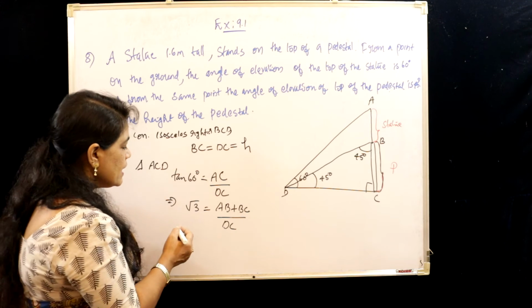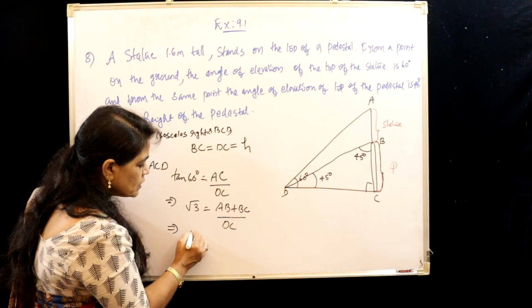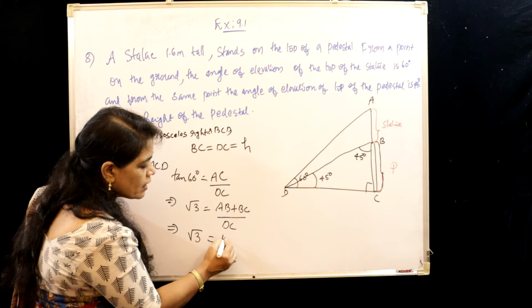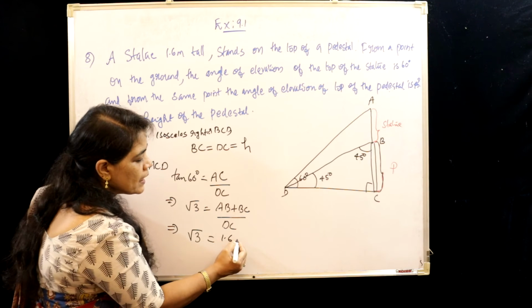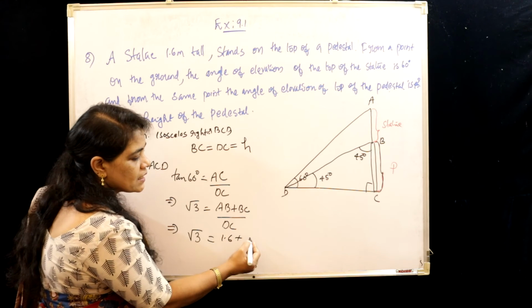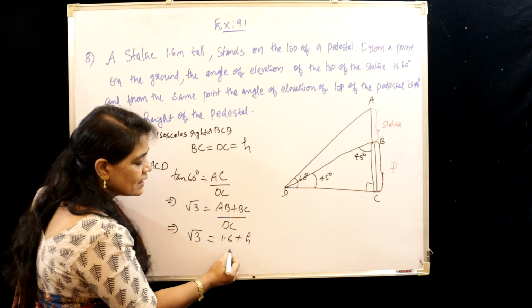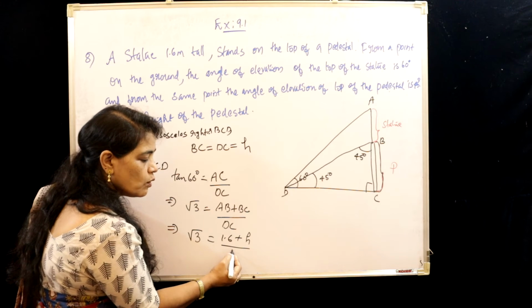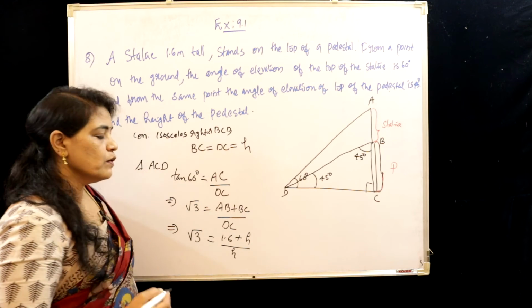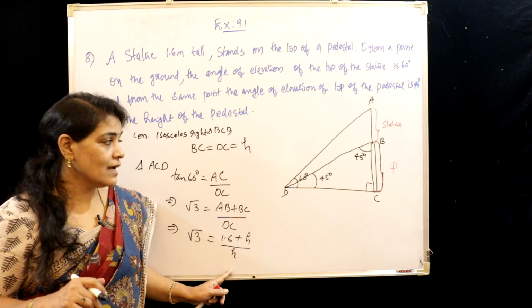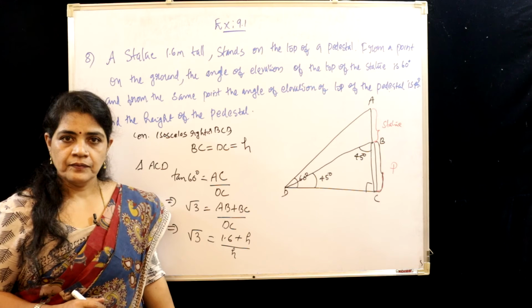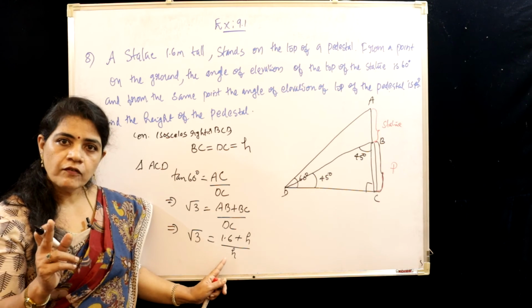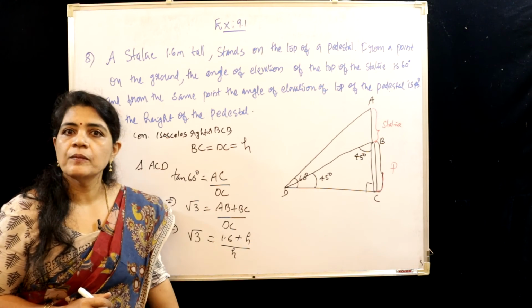Okay, let us see children. Here we can substitute AB as 1.6, because that value is given, the height of the statue, plus BC. BC is the required height of the pedestal, and that we have seen is also equal to DC. So you can write H in place of DC, because BC equals DC equals H, we have taken. See children, how many variables? Only one variable, that is H, the required height of the pedestal.